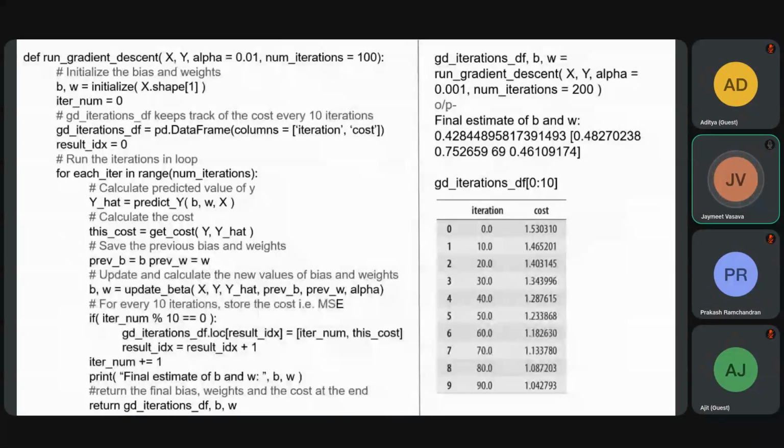which will take the estimated or the predicted value of y, then use this cost function, basically getting the current value of the cost function, storing the values of previous bias and the weights, then update and calculate the new values of the bias and the weights, and storing the cost of mean square error for every 10 iterations. And finally, printing the estimate of the bias and weight.